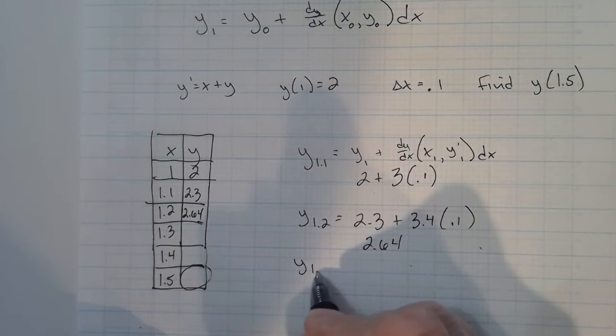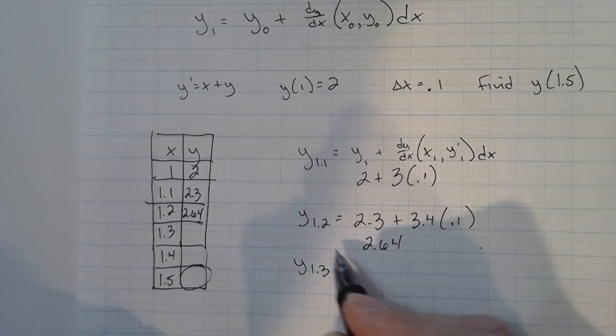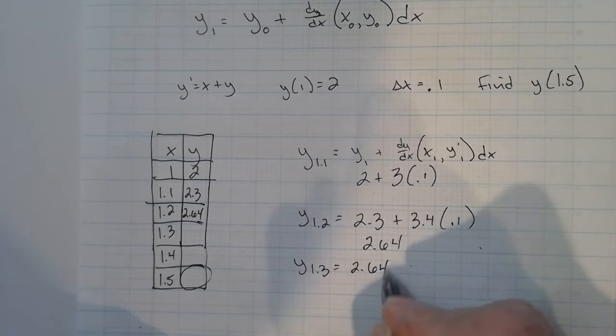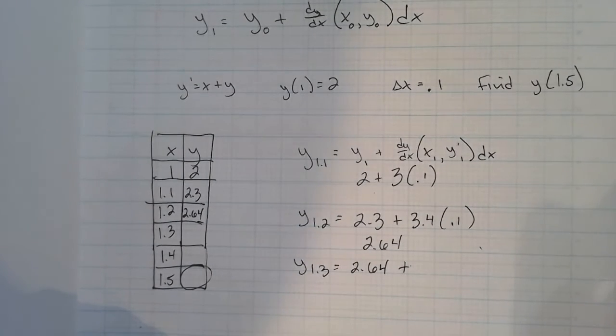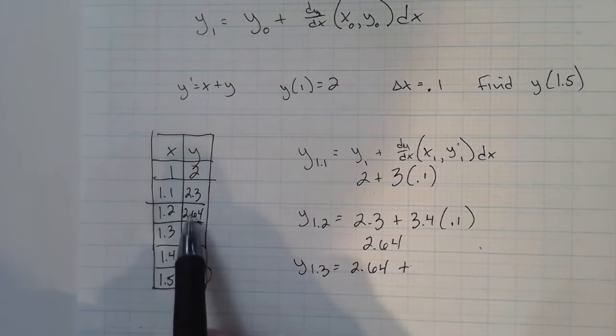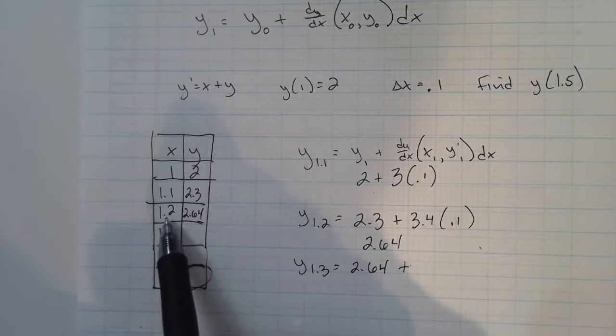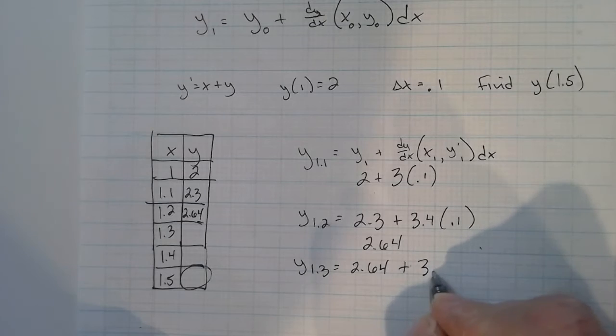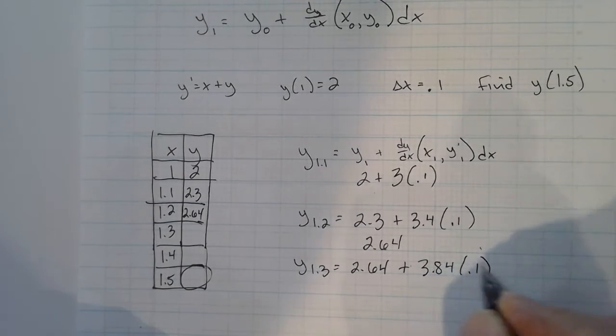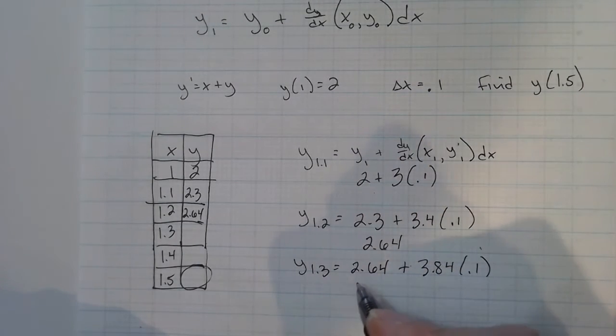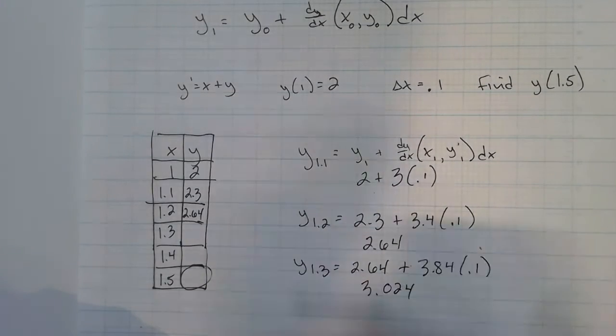Find my y(1.3). We take my y(1.2). Plug our current x and y into our differential equation. So that's 3.84 times 0.1. So add those together, 3.024.